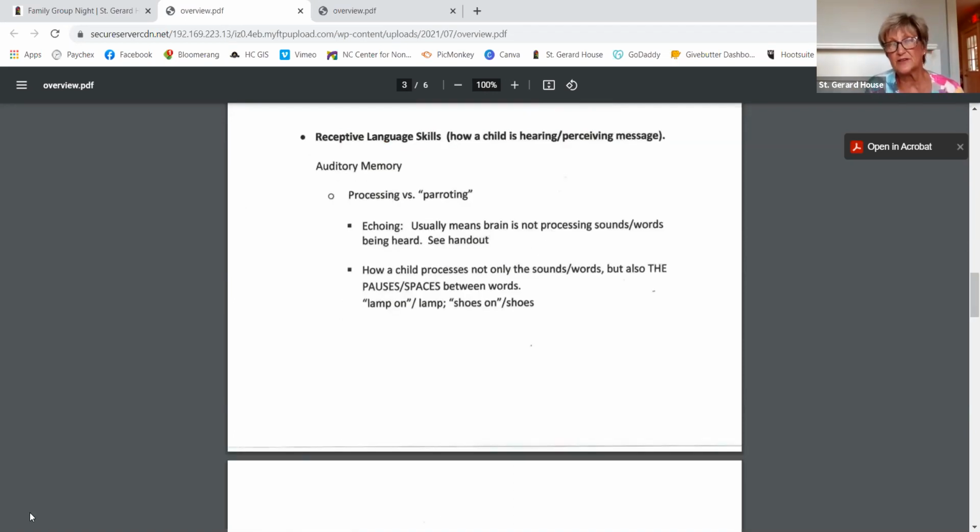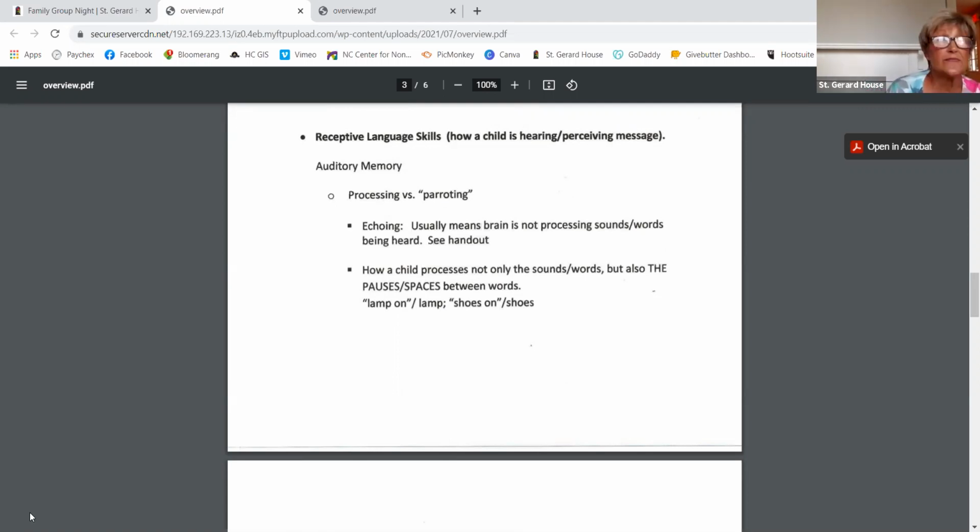Receptive language skills, we're always looking at auditory memory. And some of our kids have great auditory memory, and they can echo back long sentences and long strings of words. Sometimes they don't know, though, what those mean. They don't know the meaning of the individual words.